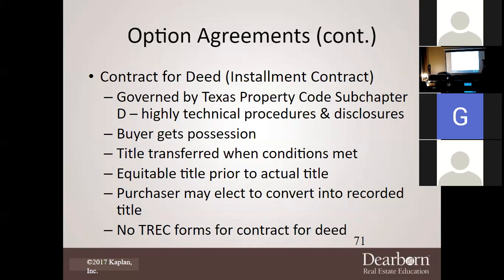So that means what, Mr. Eugene? If there's no TREC form for contract for deeds, it means what? No contract. Nope. It means do you draft it? Nope. Do I draft it? Nope. Who drafts it? A lawyer, an attorney, should be the one that drafts the form. If there is never a TREC form, you hire an attorney.